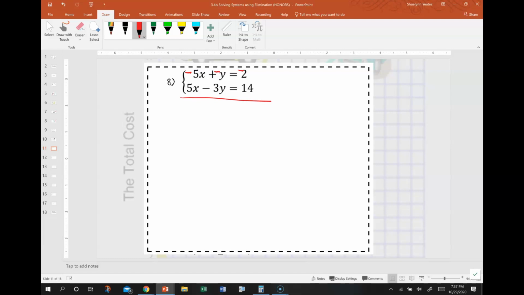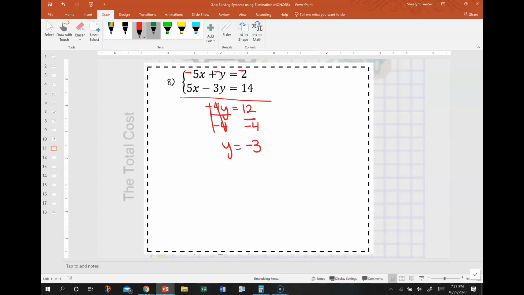Now when I add them together, I've got negative 5 plus 5 is 0. Negative 1 plus negative 3 is negative 4y. And then I've got negative 2 plus 14 is a positive 12. From here, I just need to divide both sides by negative 4. And I end up with y equals negative 3.